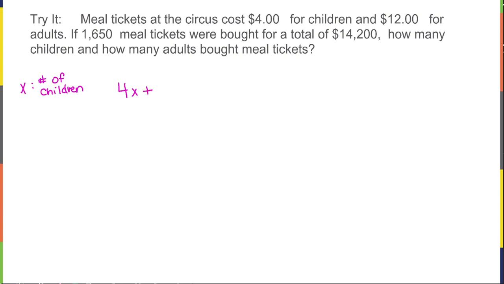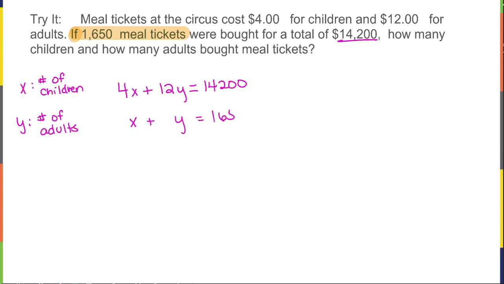Plus $12 for adults. So I'm going to say Y is the number of adults. And that equals, if you read through the whole thing, the total that the tickets cost, which was $14,200. The other thing it tells us is that there were 1,650 meal tickets total. So if you were to add all of the children plus all of the adults, they sold 1,650.